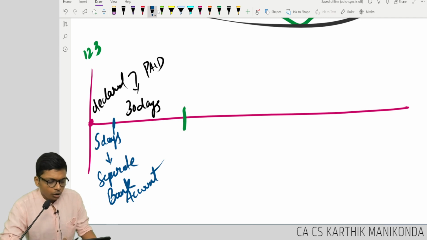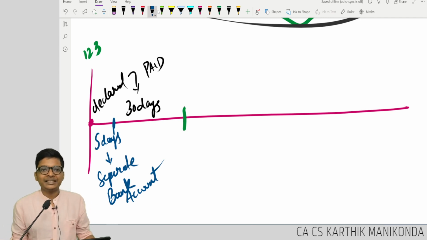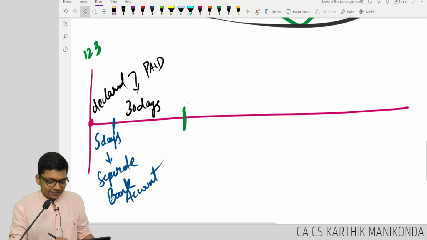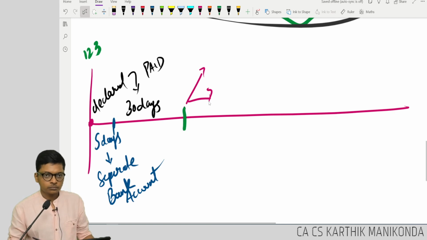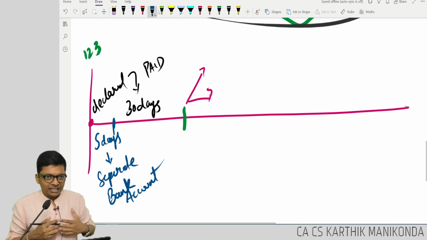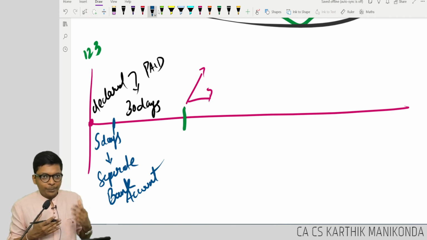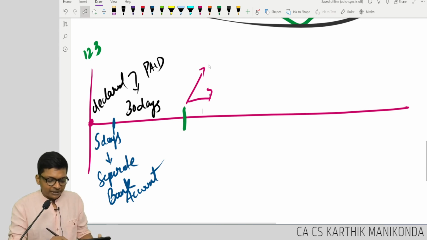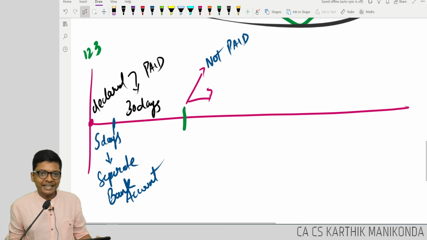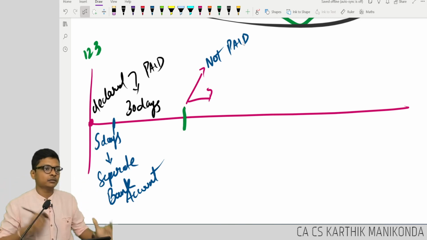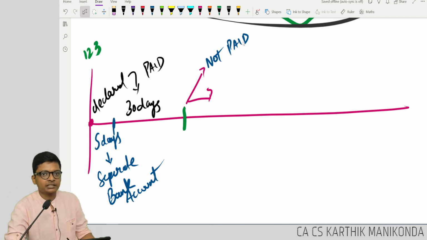Now, do you think all the companies, once they declare, will pay within 30 days? No. After 30 days, two things can happen. First, the company's fault. The company promised and did not keep the promise. Dividend declared and not paid. Whatever the reason, dividend declared is not paid.